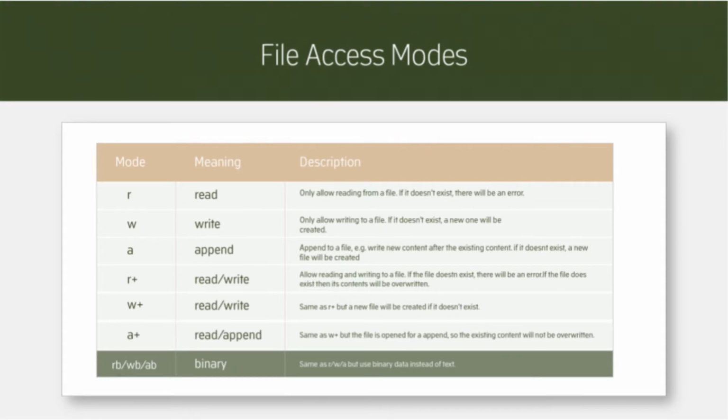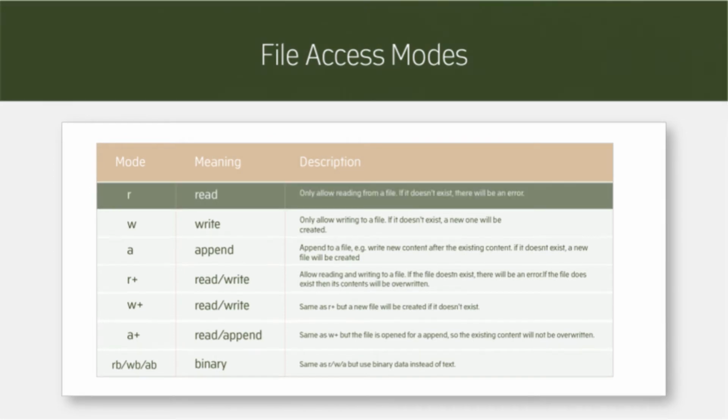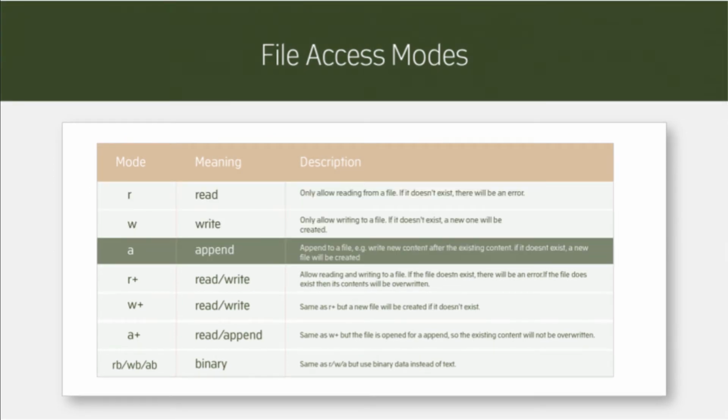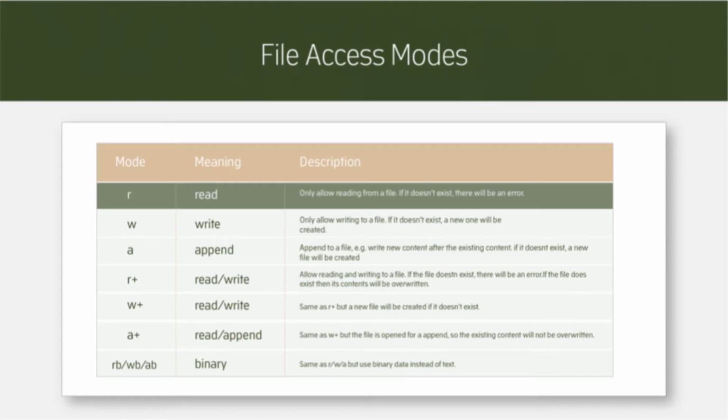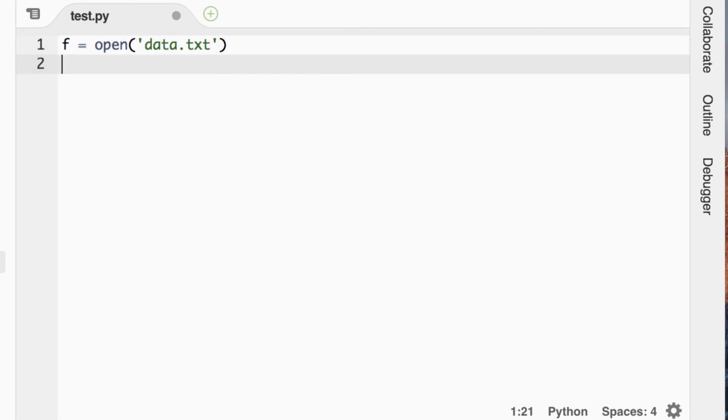RB, WB, and AB are exactly the same as R, W, and A, but for binary data instead of text. Now you'll normally use R, W, and A, but since R is used most often, you can use open without the last argument, and if you do that, then it means read only. So that means that typing this is exactly the same as typing this.